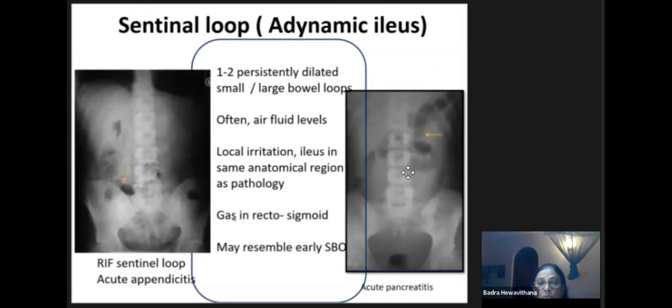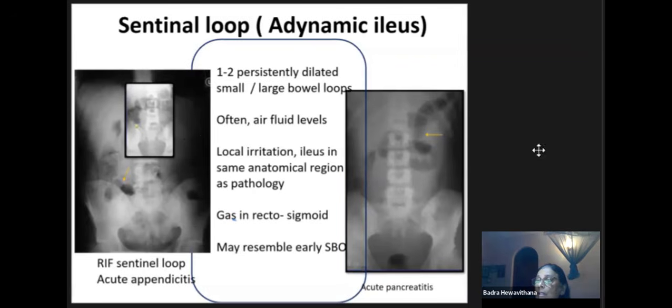Then this one, I showed you the colon cutoff sign. Likewise, you can get even a small bowel loop which is dilated in this patient. So it is again a sentinel loop. So you may see sentinel loops anywhere. Most commonly, we see the sentinel loops around the appendix.